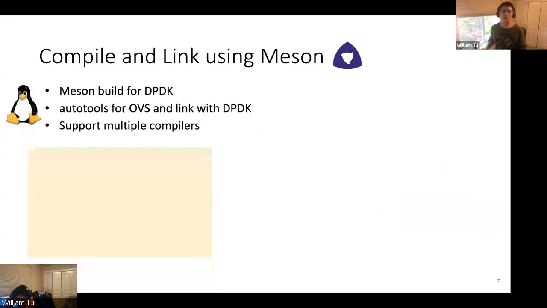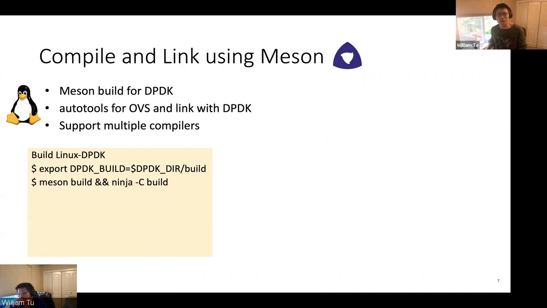To compile it today, for example on Linux, DPDK already supports Meson builds, and OVS is using Autotools. So this is the Linux part. For Linux, we build DPDK using Meson. And then for OVS with DPDK, we can just run configure with --with-dpdk equal to static or shared library.